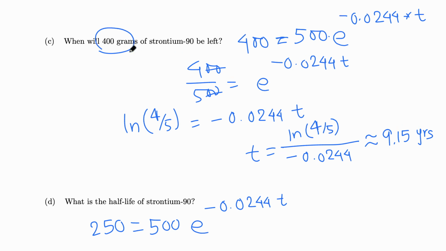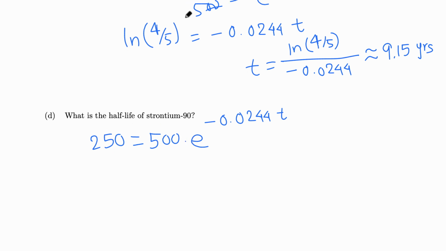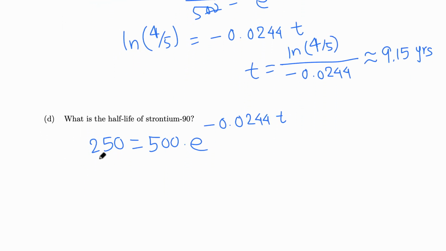Okay, in the previous part we found the time to get 400 grams. Now the half-life means the time to get to half of the original 500. In fact, we could have started with 1 unit and 1/2 here, which would be the same. We just solve like the previous part, divide by 500. So 250 over 500 is 1/2. Now we take natural log of both sides. The natural log of 1/2 equals, when we take natural log, the exponent jumps down, negative 0.0244t times natural log of e, which is 1.